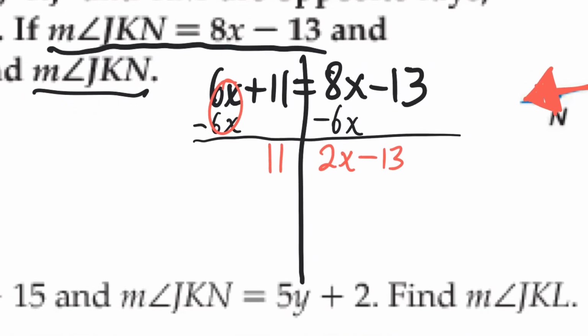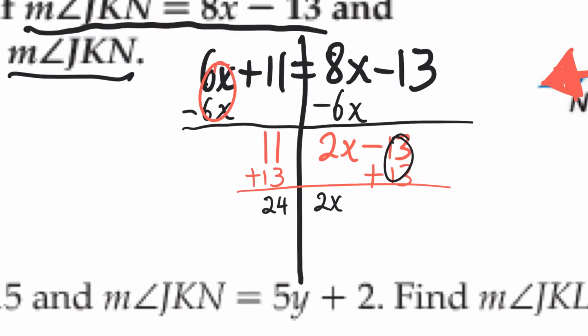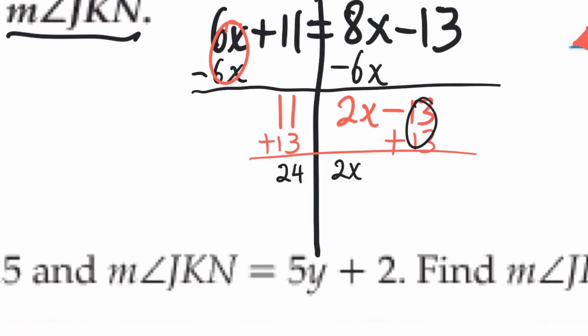Now I've got all my x's together on this side. So I've got to get rid of this negative 13. So I've got to add 13 to both sides. So this zeroes out. This is 24. This is 2x. Then divide by 2. So that's x, and 24 divided by 2 is 12.